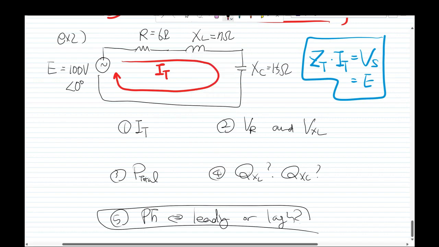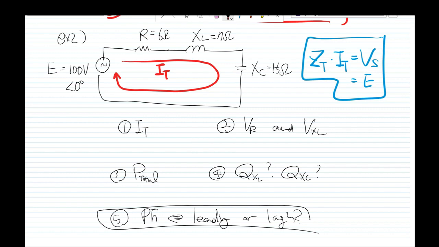So X of L is 7 ohm. What's X of C? X of C is 15 ohm. You can go to page 15, I think, the same questions. Yes, X sub C is 15 ohm. There's a solution.